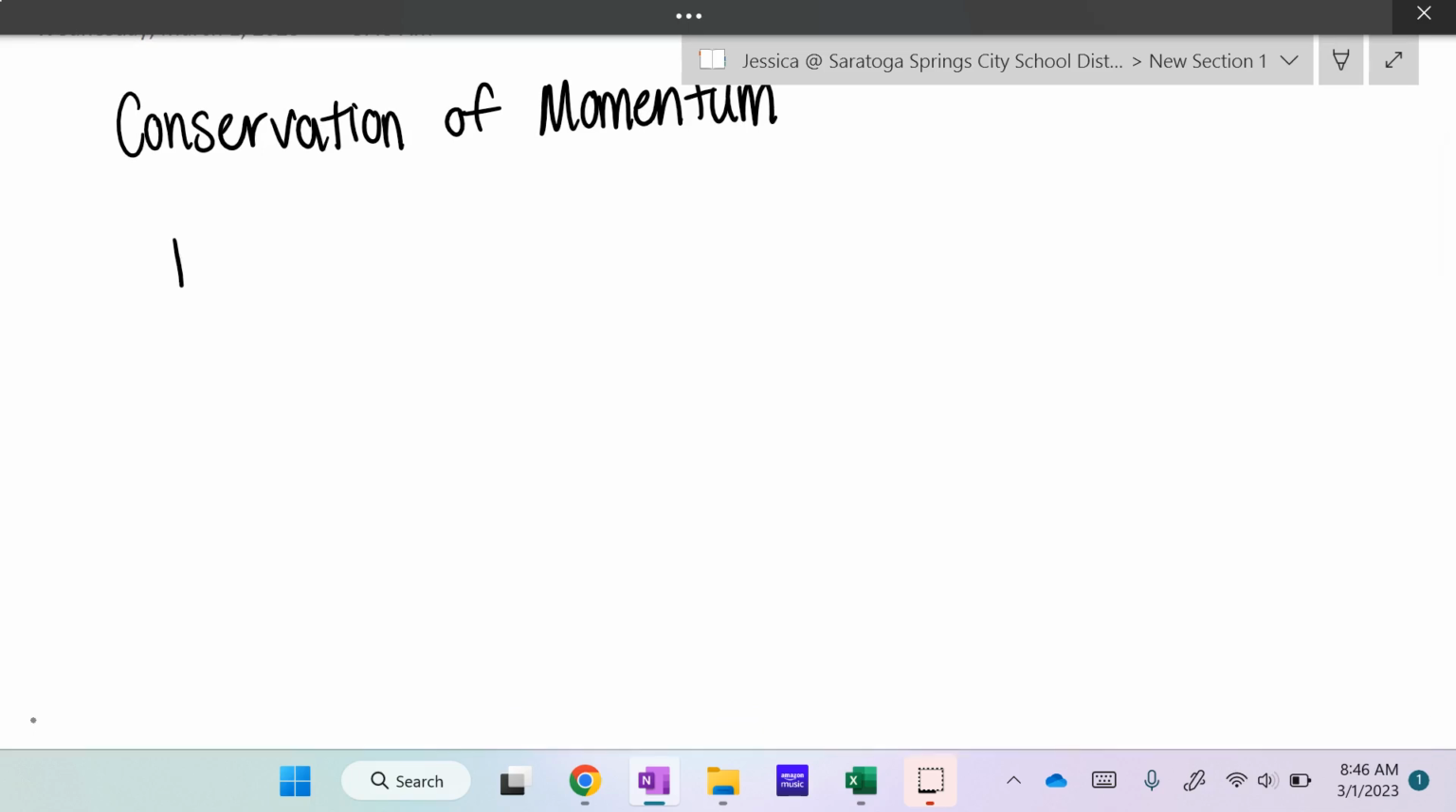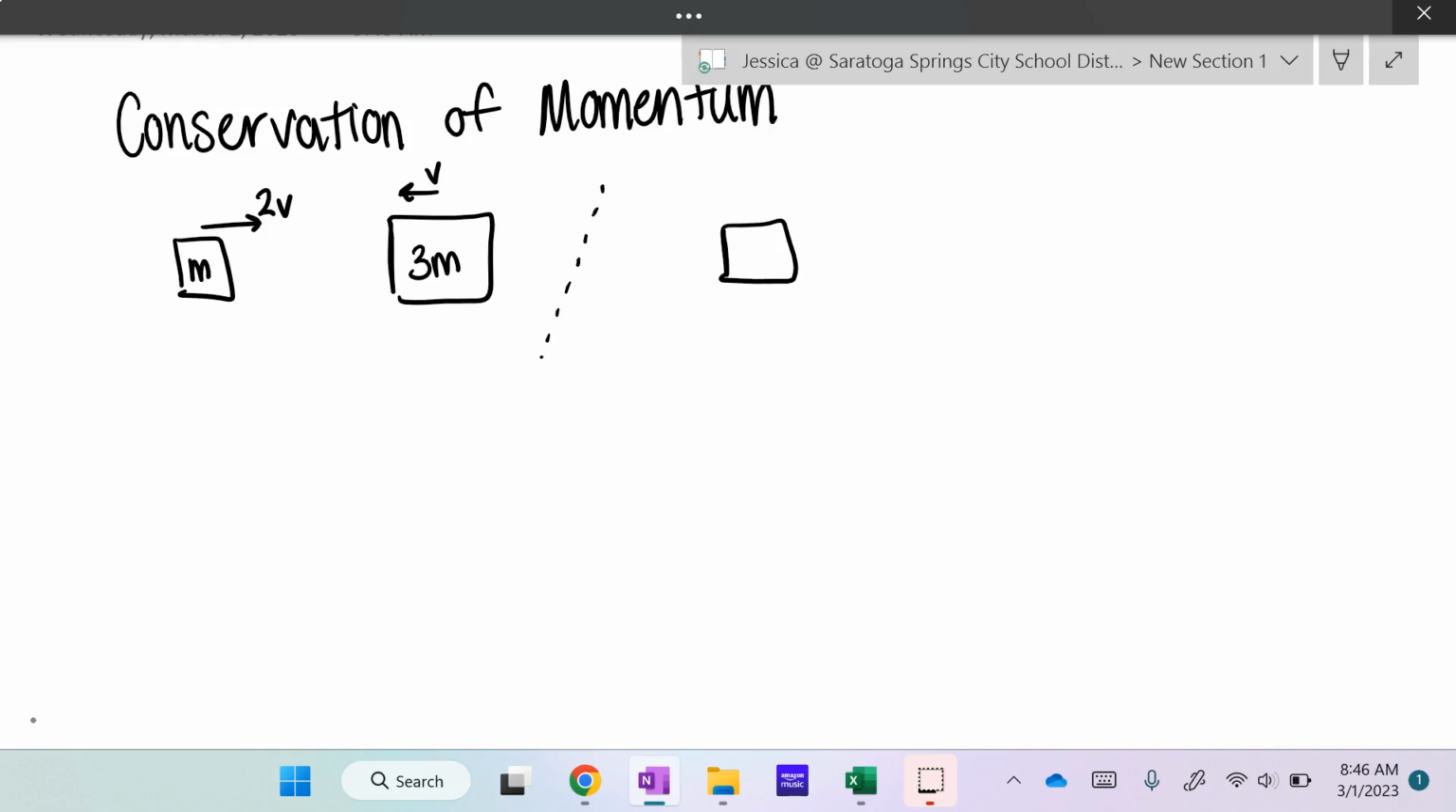So let's say that I have a block of mass m moving to the right at a speed 2v, and then a block of mass 3m moving to the left at a speed v. And then after the collision, we have a block m moving to the right at v.